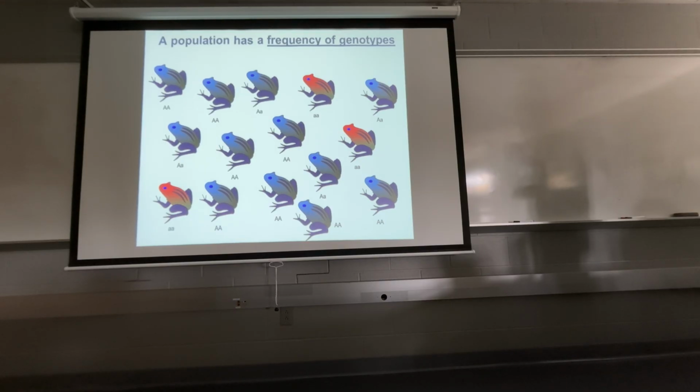So we can do genotypic frequencies then. If you count here, there are 8 homozygous dominant frogs. So 8 out of 15, or 53% of those, are homozygous dominant. For the heterozygotes, I have 4 out of the 15, or 27%. And then homozygous recessive, I have 3 out of 15, or 20%, right? So that's my genotypic frequency. I could do allele frequencies too, right?